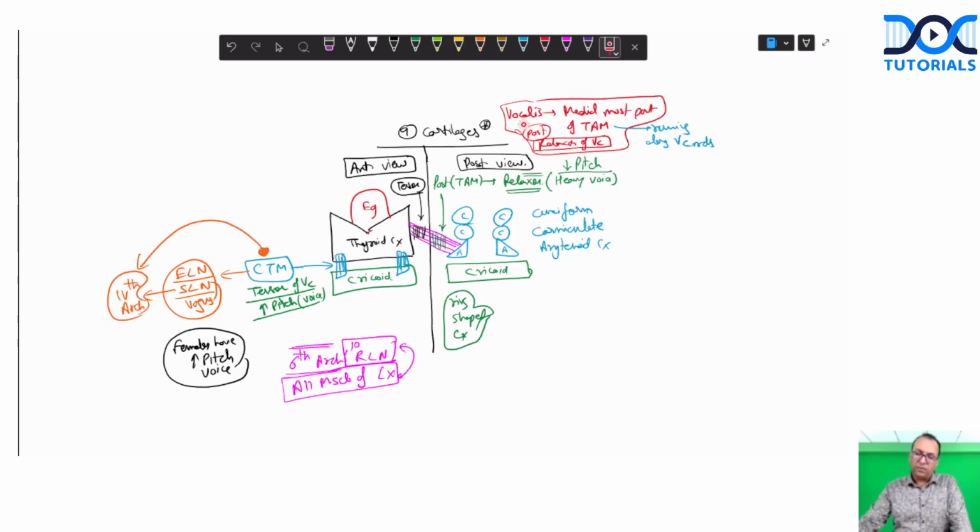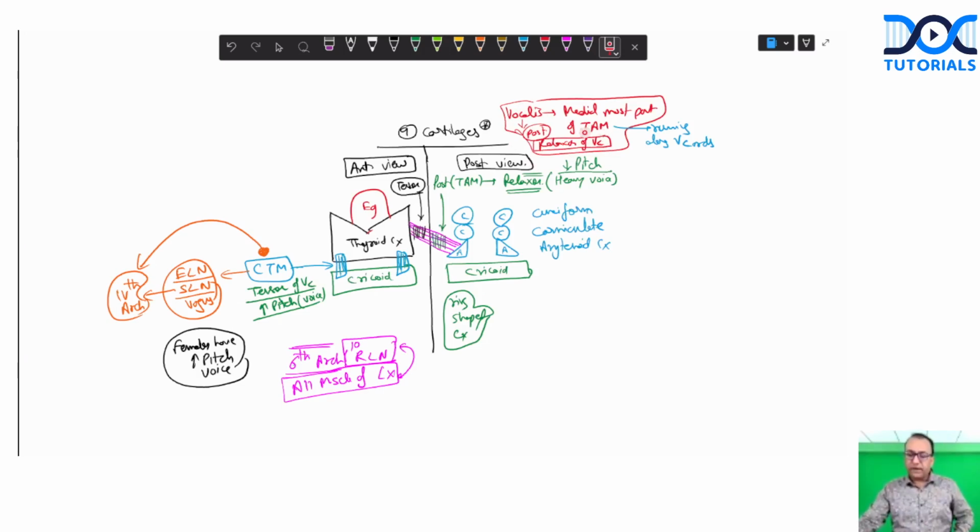And if you talk about the posterior part, it is a relaxer of the vocal cord. Then vocalis anterior will be tensor, because it will be here. The anterior part is tensor and posterior is relaxer. So if the question is, vocalis posterior, what is the action? You say it is a relaxer of the vocal cord as it is a part of the thyroid muscle.